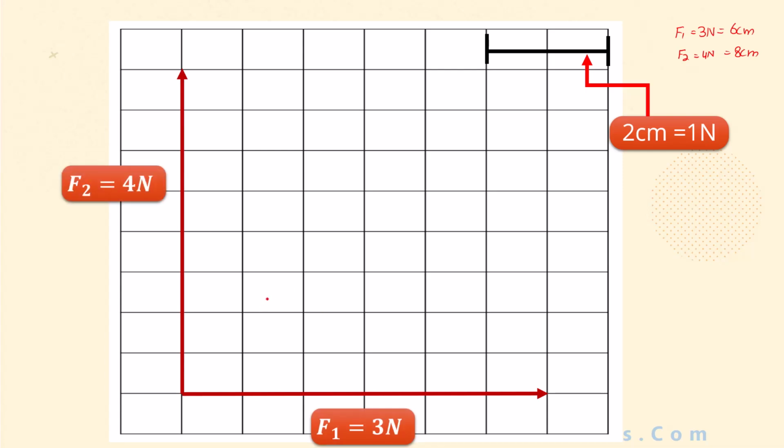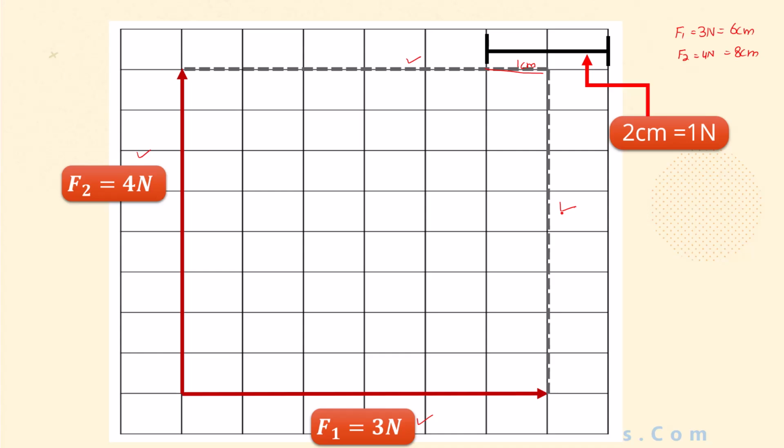Here, according to the given diagram, force F1 is basically the horizontal force. That's why I draw it on a horizontal scale, and one box is basically equal to 1 centimeter. That's why here will be total 6 boxes in the first force and total 8 boxes in the second force. Next, you have to complete the rectangle. I draw the projection of the force 1 horizontally on the other side, while the projection of the force F2 vertically on the other side.